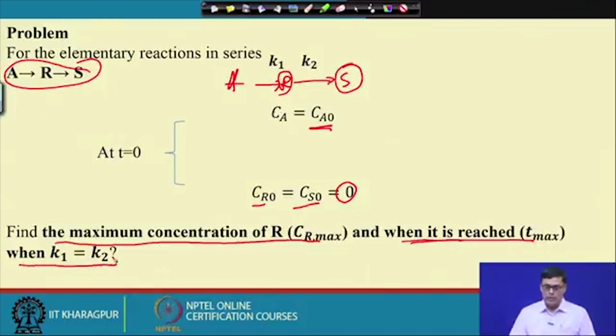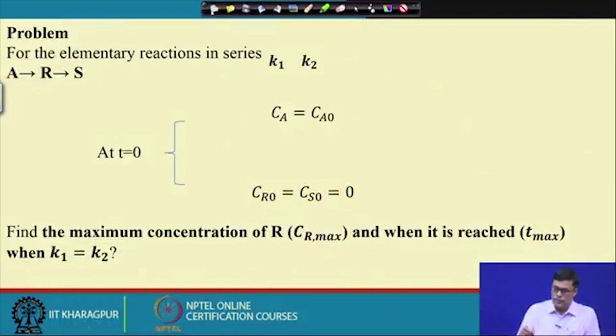Now, previously we did not assume K1 equal to K2, we assumed that K1 and K2 are different when you develop the correlation. Now, this particular problem deals with what will happen when K1 is equal to K2. So, we use two different approaches to solve this problem.